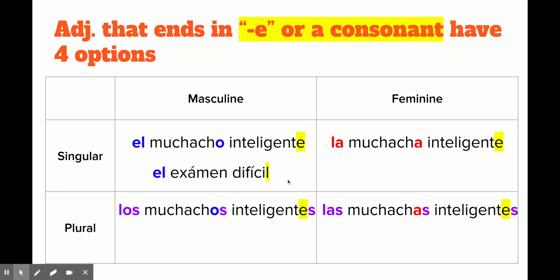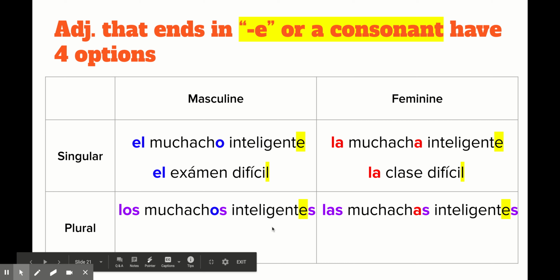What if it was a feminine noun? What if I said la clase difícil? Notice here again, I don't add an A, right? We don't magically just throw letters around. If it's difficult and it ends with an L, we're going to leave it alone. Difícil. So this is an example of a singular adjective that ends with a consonant. So if I wanted to say the difficult tests, plural, what's my rule?